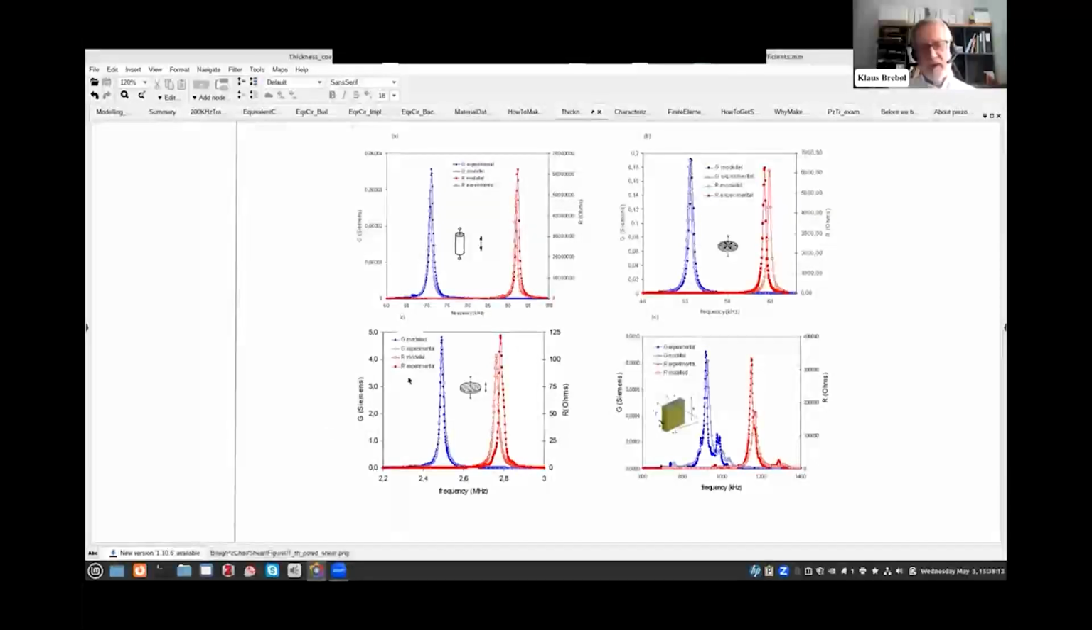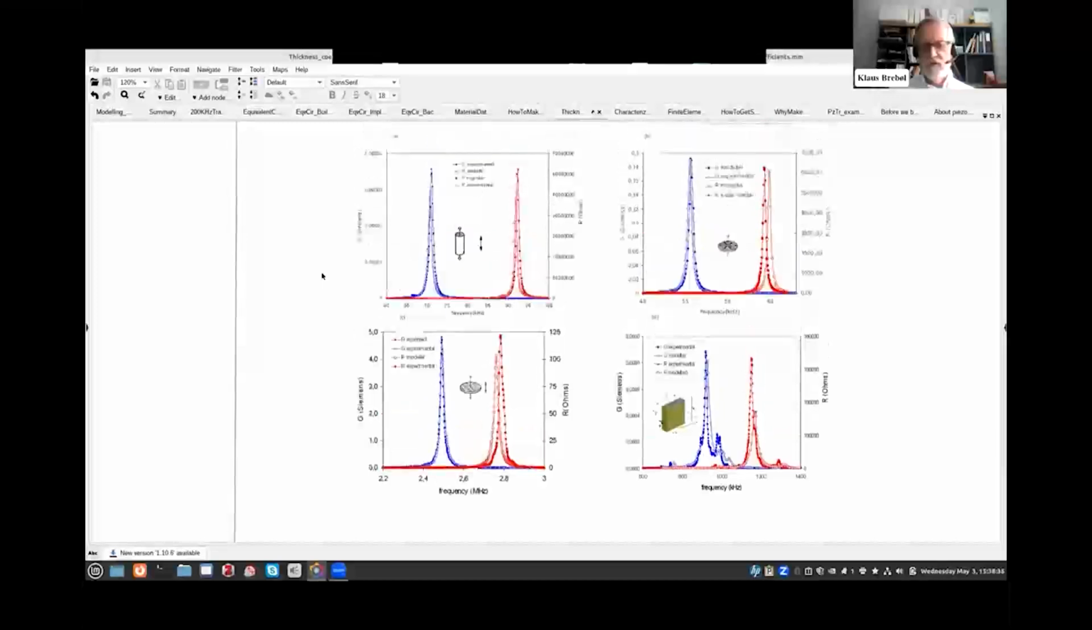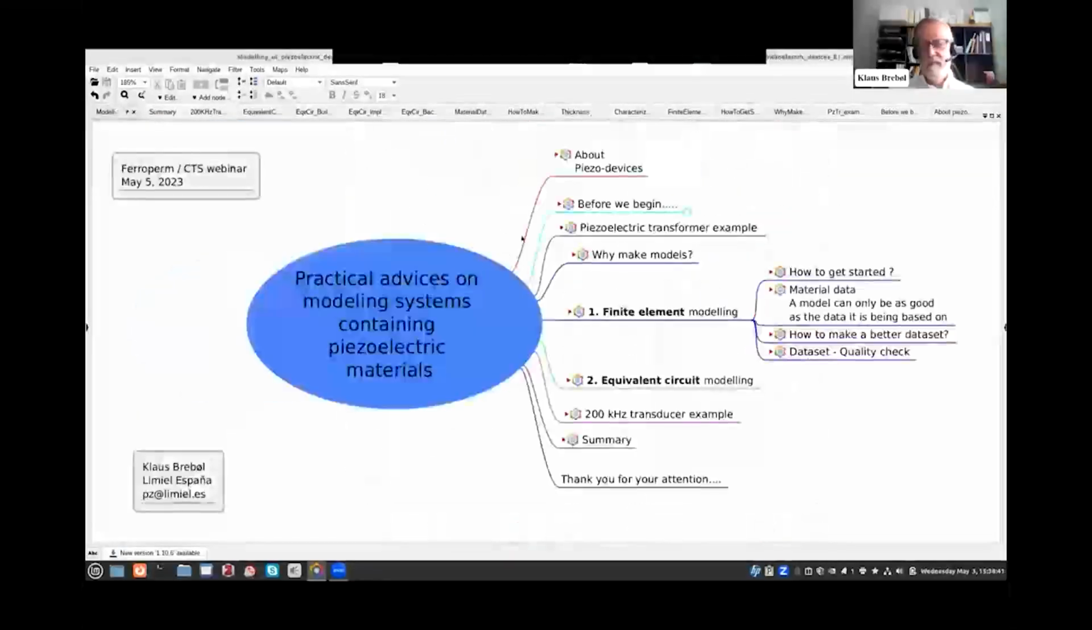And that's a bit surprising, of course, but if you think about it, what happens is that a plate vibrating in thickness, due to the Poisson ratio, also shows vibrations in the radial direction, and therefore what you must have inside are areas with shear movement, and therefore the shear coefficients are of importance also for the thickness mode, because the thickness mode is not a clean thickness mode. So much about finite element modeling.